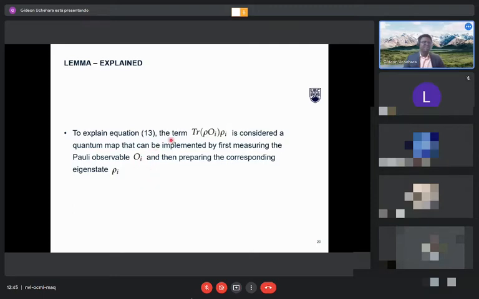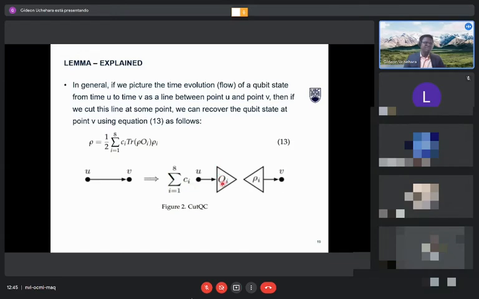All right, so to explain equation 13, we see the trace operation, and this rho here, we consider it as a quantum map that can be implemented by first measuring some observable for that circuit or the qubits that we got, and then we prepare the corresponding eigenstate, which is rho sub I. So if you recall here, we measure this part of the cut with this observable, and then we prepare the other part of the cut with rho sub I.